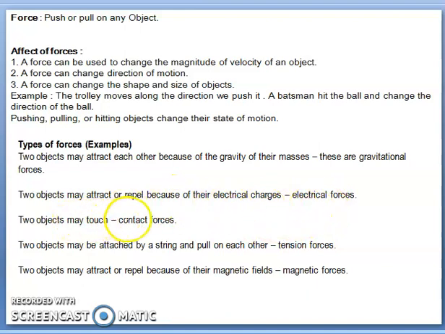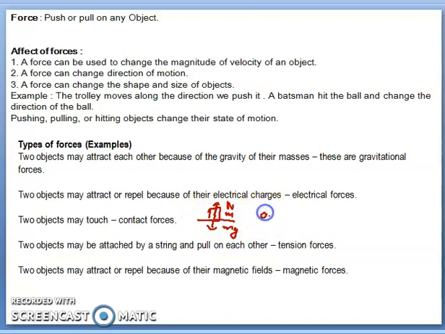Two objects may touch and then there is a force. For example, if I keep a book on the table, suppose its mass is m, then the weight is mg, and then there is a normal reaction N. So these forces are known as contact forces. Also we can say frictional force.